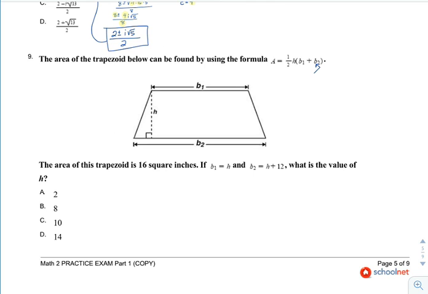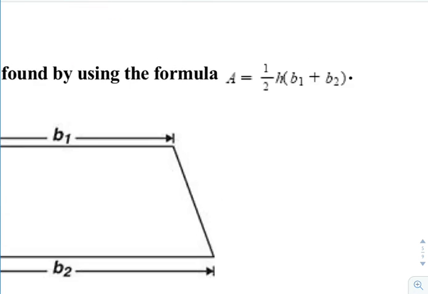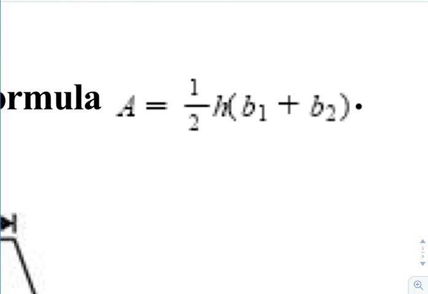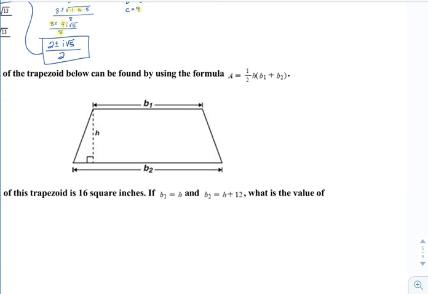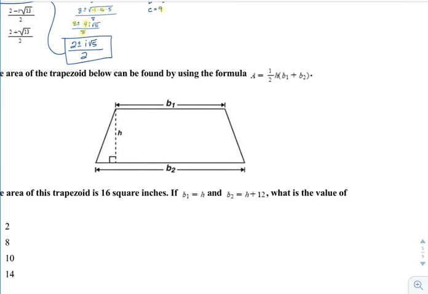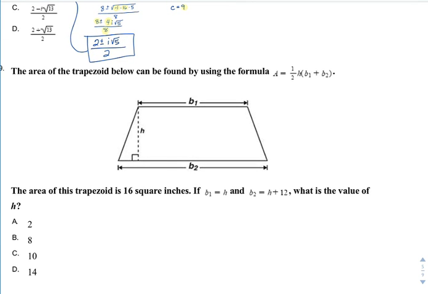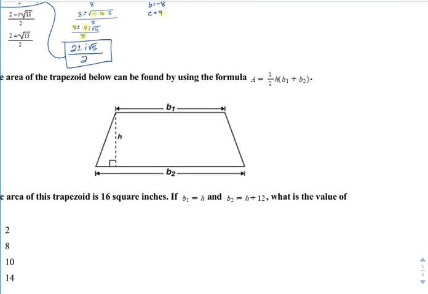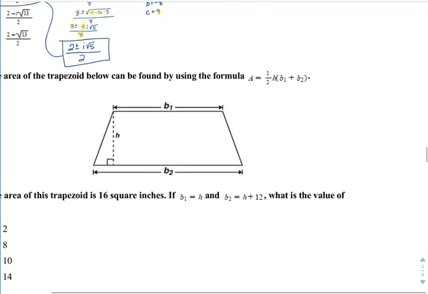All right. Next up, we got another area formula. So you know we're going to be doing some type of multiplying here. It tells us the area of a trapezoid. It tells you straight up the formula. It's nice. And down here it says if the area of the trapezoid is 16 square inches, and B1 is equal to the height, and B2 is equal to the height plus 12, what is the value of H?